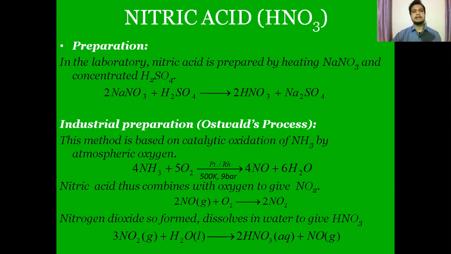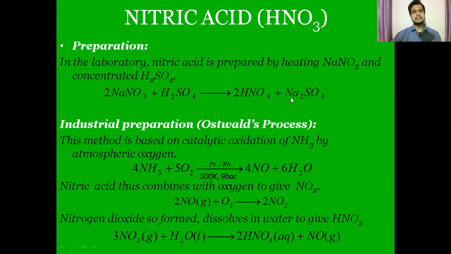In the laboratory, nitric acid is prepared by heating sodium nitrate and sulfuric acid. So you take sodium nitrate and you take sulfuric acid. When you heat it, it's basically a displacement reaction where the sodium gets displaced by hydrogen, giving you HNO3, and the side product will be sodium sulfate. So that is how we prepare nitric acid in the lab.